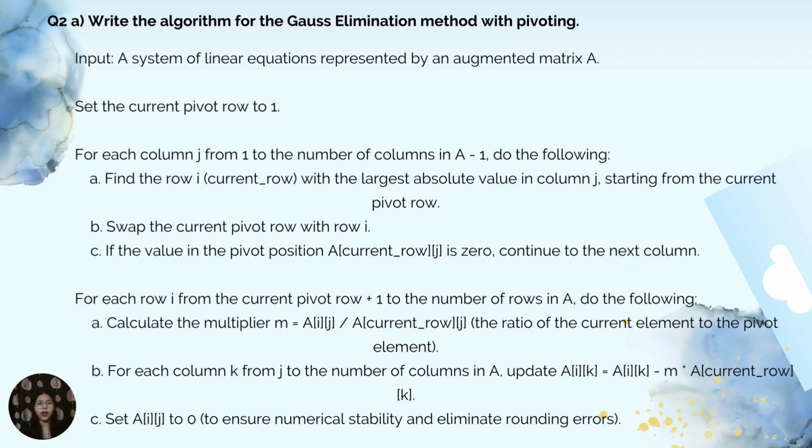For each row i from the current pivot row plus 1 to the number of rows in A, do the following. A, calculate the multiplier M equal to A of i and j divided by A of the current row and j, which is the ratio of the current element to the pivot element. B, for the column k from j to the number of columns in A, update A of i and k minus equal to A of i and k minus M multiplied by A of the current row and k. Set A of i and j to 0 to ensure numerical stability and eliminate rounding errors.